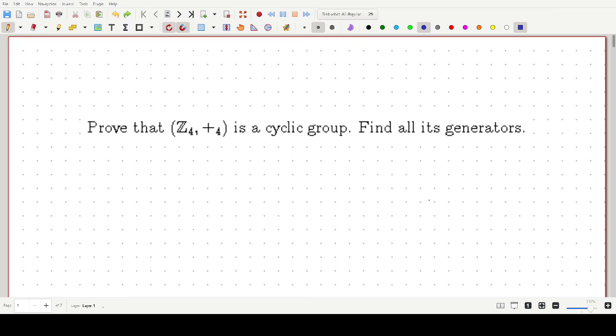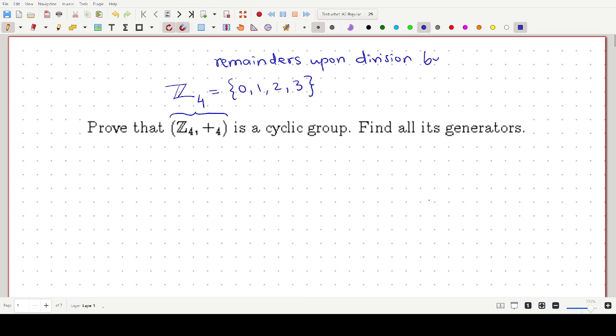So in this video we are going to prove that this set Z4 along with the operation addition modulo 4 is a cyclic group. First of all, let us write down the elements of Z4. So the elements of Z4 are 0, 1, 2, and 3, which correspond to the remainders when a particular number is divided by 4. Remainders upon division by 4, right?